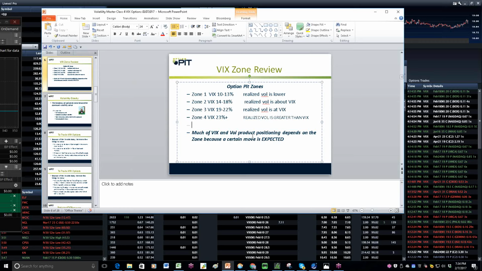Okay. So what I'll say here, and this should be a little review, right? Much of the VIX and vol product positioning depends on the zone because a certain move is expected. Right? When you walk into a day where VIX is 19 to 22, there is a certain expected move for the S&P 500. You're looking at 1.5%, almost 2% a day. What kind of vol product trade is that? It ain't this one. Right now you're looking for volatility to get off the mattress. So do you guys see how it's just a different world?